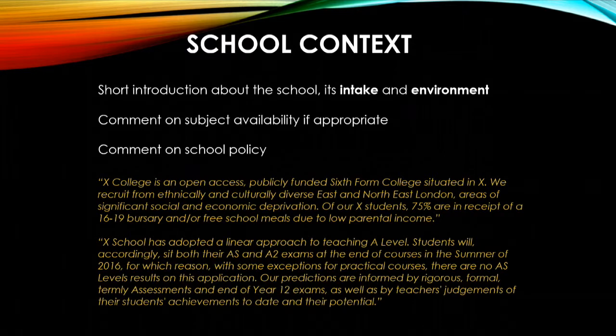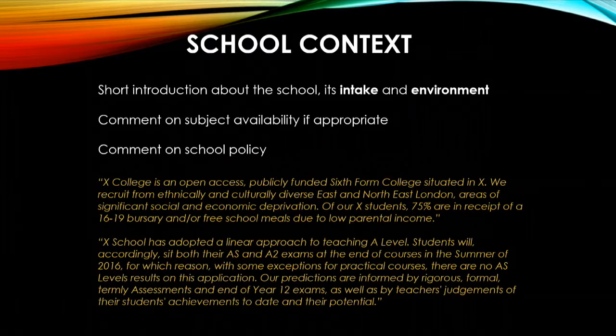So we've got a couple of examples here. The first one is talking about a school that's an open access publicly funded sixth form college. With that, then they have 75 students that were in receipt of a 16 to 19 bursary and/or free school meals due to low parental income. So that's really important contextual information for universities to know, because it may be that it flags up some of the indicators with regards to contextual offer making and widening participation.